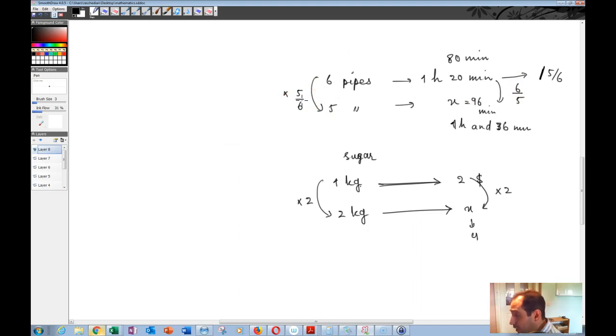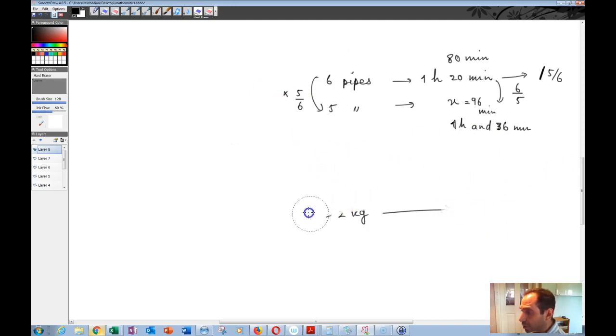So that's basically that. And now the right way of solving this problem is basically we said that we have 6 pipes over here, and it's going to take 1 hour and 20 minutes or 80 minutes to fill a tank with 6 pipes. If I had 5 pipes, how long would it take?